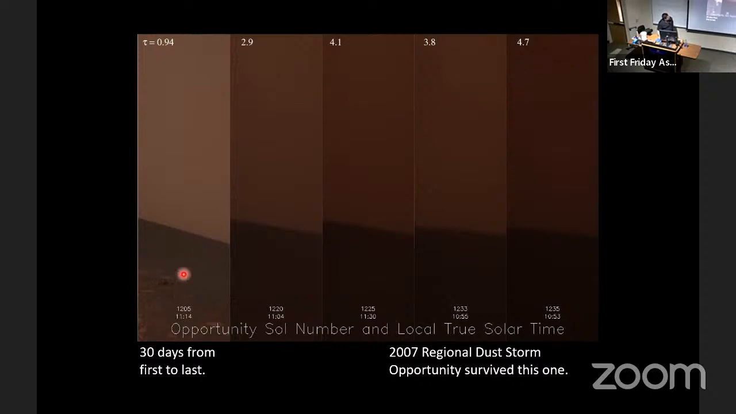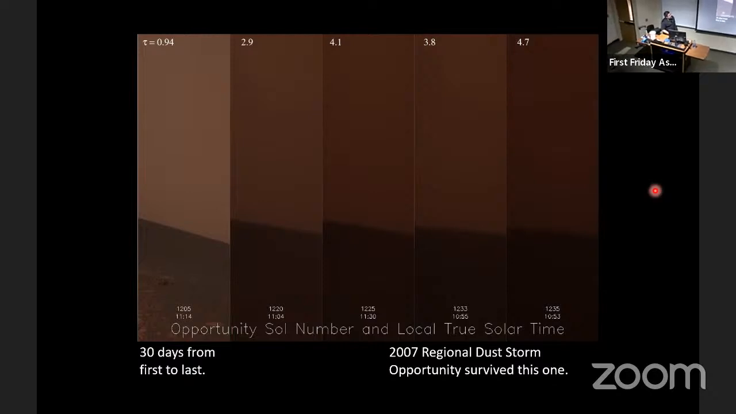And what you're seeing here is a visible camera image of a spot on Mars. So there's a rock over there, there's a bunch of pebbles, there's the horizon, and there's the sky. And you can see over 30 days, in the middle of this storm, how much darker it gets. This is probably the biggest risk for our spacecraft right now that are solar powered, which is most of them, that in the middle of a dust storm, we're just going to lose all our power.